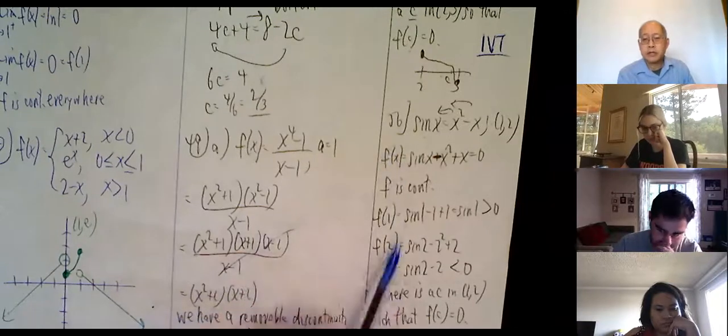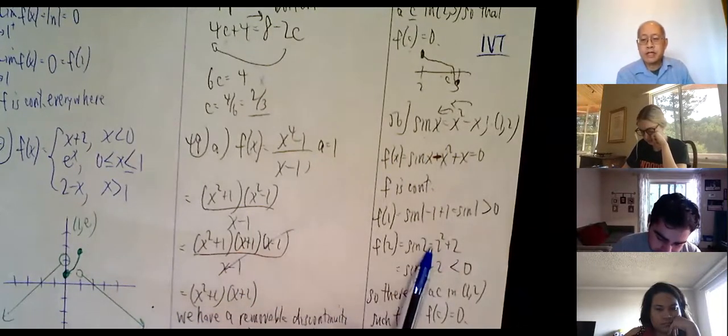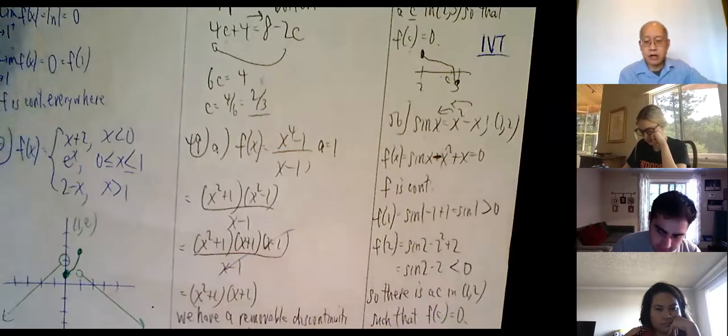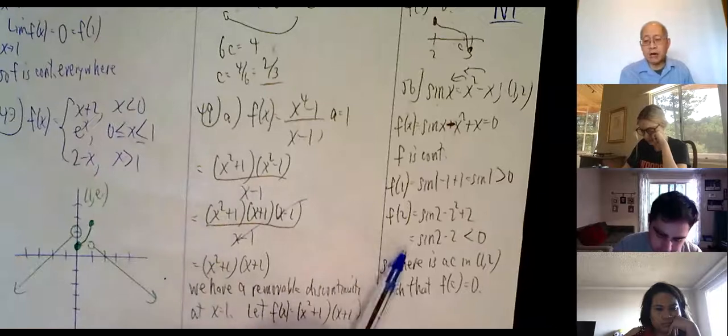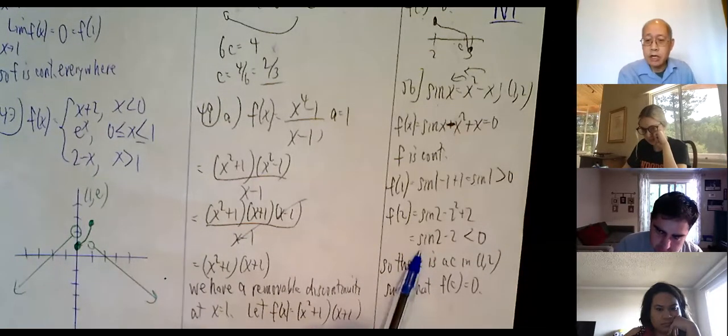I just know that's the case. Plug in 2. Sine of 2 minus 2 squared plus 2, that's minus 4 plus 2. Sine of 2 minus 2 is less than 0. And actually you don't even need a calculator for that. Can you see how I can do this without a calculator? Although you're allowed to.